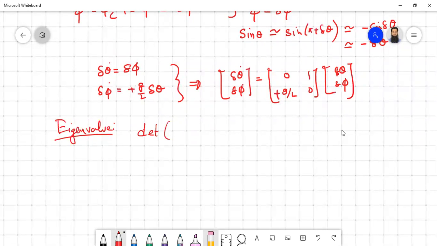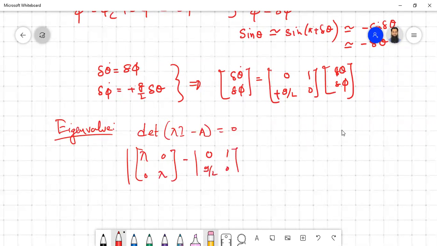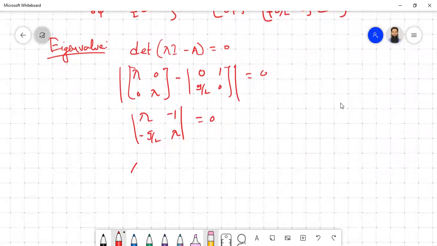So det of lambda I minus A equal to 0. So lambda 0, 0, lambda minus 0, 1, g by L, 0 equal to 0. So basically lambda minus 1 minus g by L lambda. And now what we have is lambda square minus g by L equal to 0. So lambda equal to plus minus root over g by L.